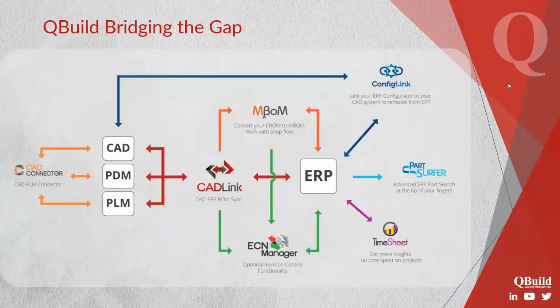Okay, so about QBuild. QBuild is a software development company that specializes in providing engineering solutions in the CAD to ERP space. So what we see here is a simple map of some of our products, which all exist in the CAD, PDM, PLM systems, and the ERP. Essentially, all of these solutions facilitate communication and accurate data transfer. I'll briefly go over some of these other solutions on a high level, but today's focus is going to be about CADLink, which we see here in the center.